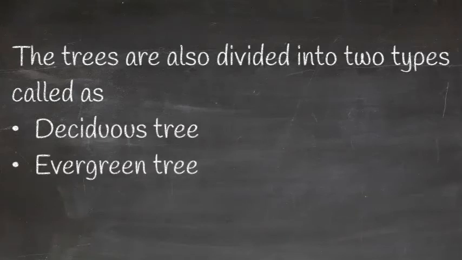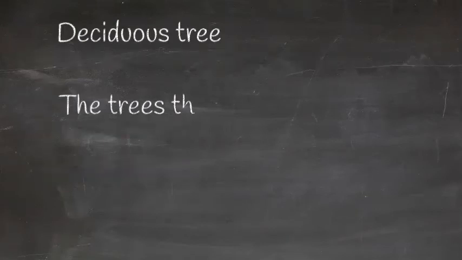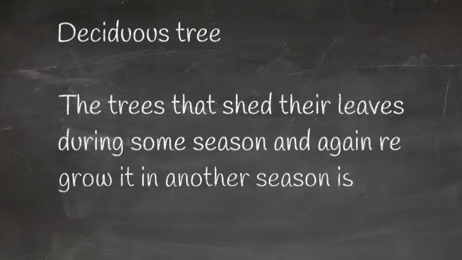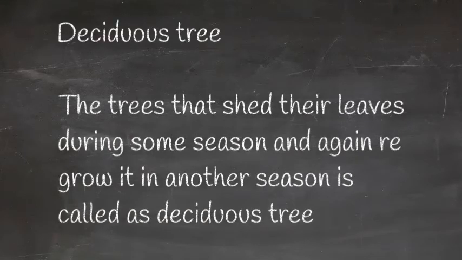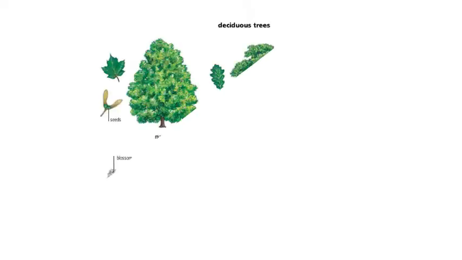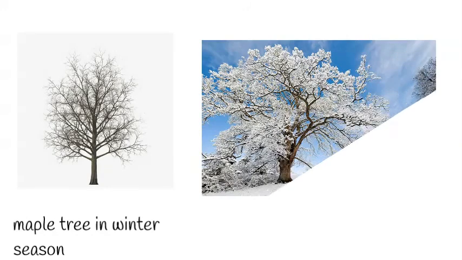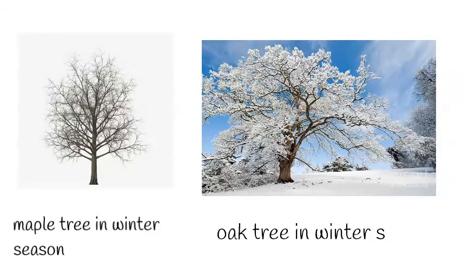The trees are also divided into two types called deciduous tree and evergreen tree. Deciduous trees are the trees that shed their leaves during some season and regrow them in another season. Maple tree in winter season. Oak tree in winter season.